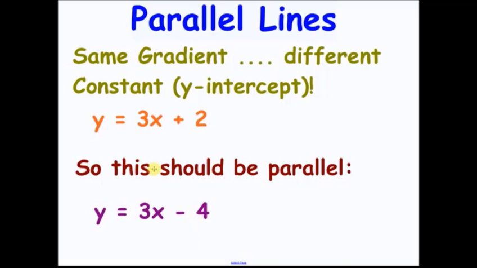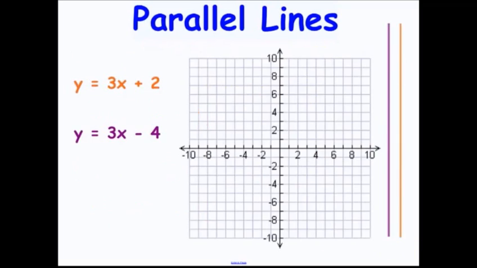So if I have an equation here, y equals 3x plus 2, we know that it has a gradient of 3. If another line has a gradient of 3, we know it will be parallel to this one, and in this case this line cuts our y-axis at plus 2 and this one cuts it at minus 4. Let's have a look at that visually.